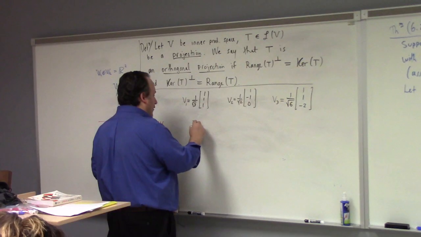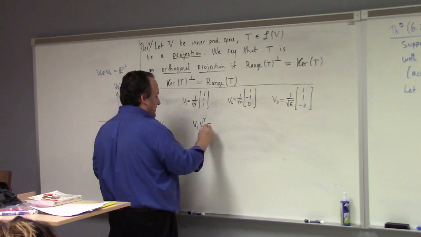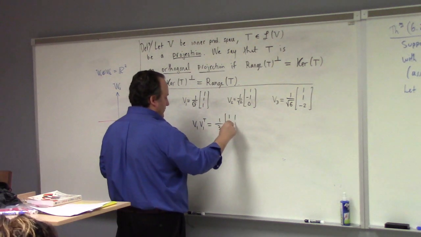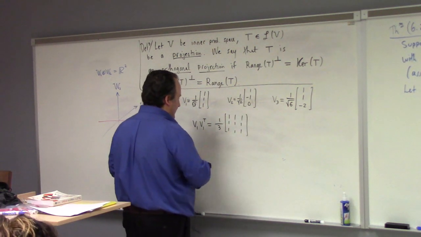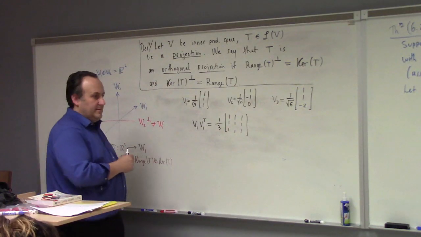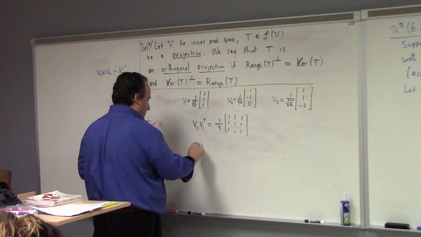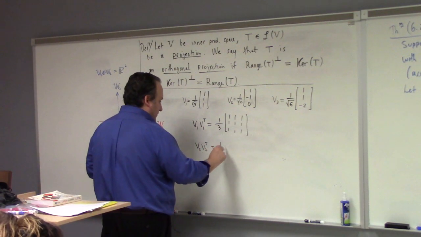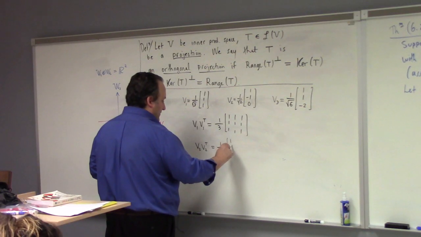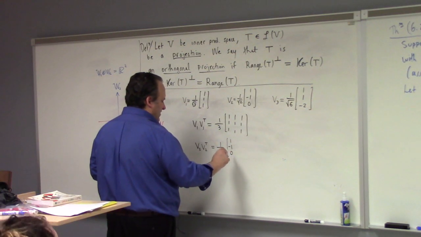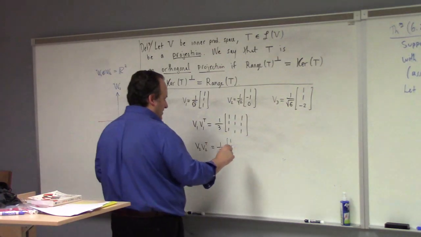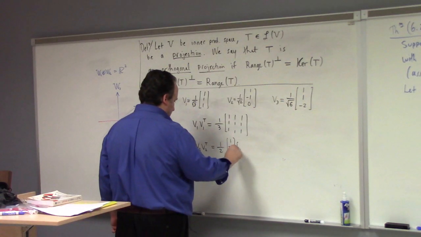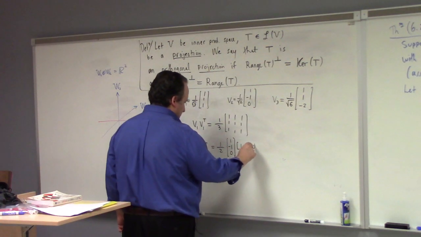V1 times V1 transpose is nothing more than 1 over 3 times the matrix of all 1s: 1, 1, 1, 1, 1, 1, 1, 1, 1. Yay. And if I take V2 times V2 transpose, this is 1 over 2 times 1, minus 1, 0. I've got to think about this one actually. Oh man. So it's that times this. What is that?